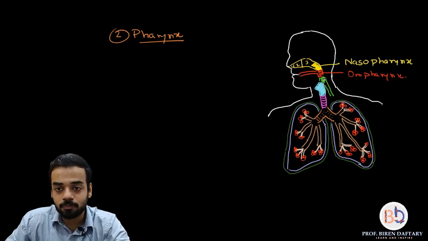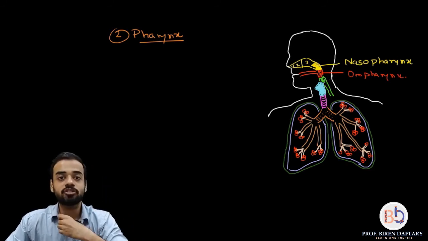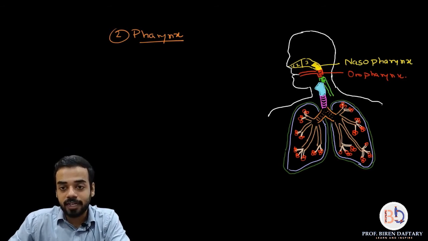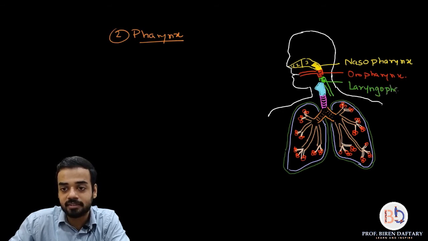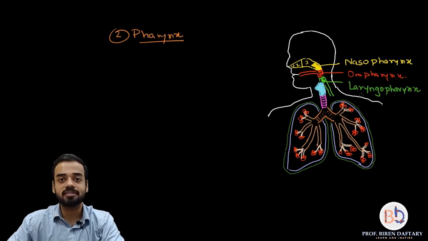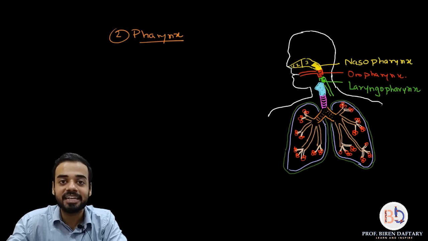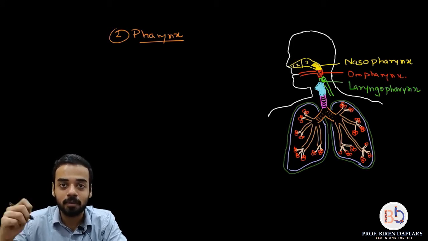Now we come to the third part. The oropharynx continues down the neck, and finally the last part which is present is called the laryngopharynx. Again, very easy to remember this name, because in the respiratory system, after the pharynx, the next part is the larynx. This is the blue part. So the pharynx which continues into the larynx is called the laryngopharynx. Very simple.